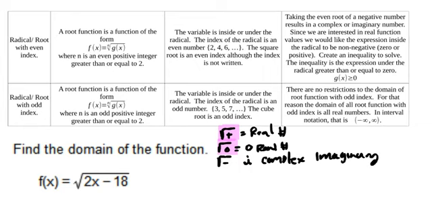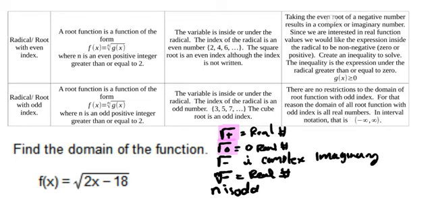So what's interesting about the difference between even index and odd index is that it doesn't have the same restrictions. If we have the nth root of a negative and n is odd, that is a real number. So it's only when you have the even index of a negative that produces a complex or imaginary number. So in this example, this is what we're going to follow to find the domain.